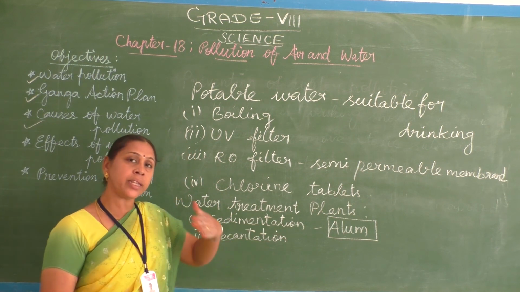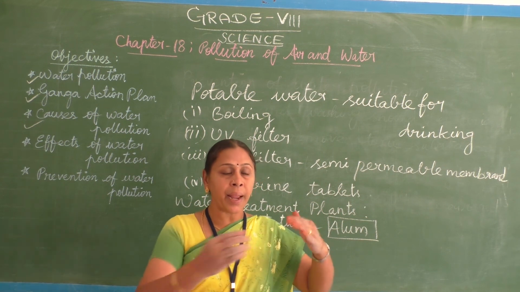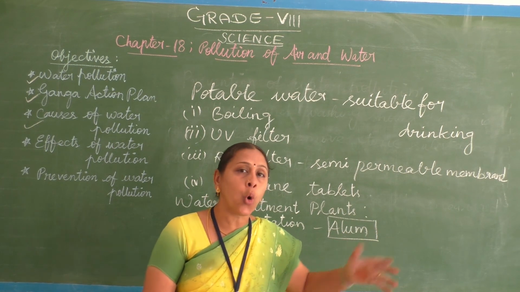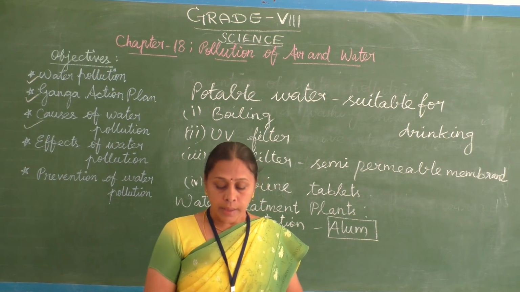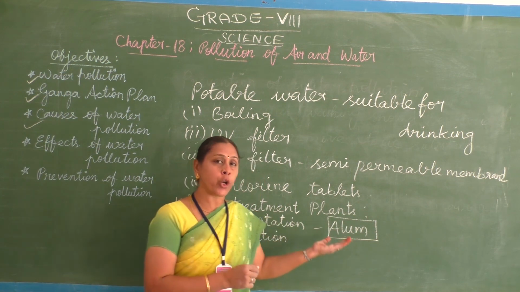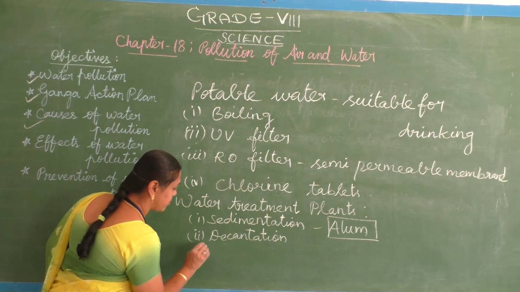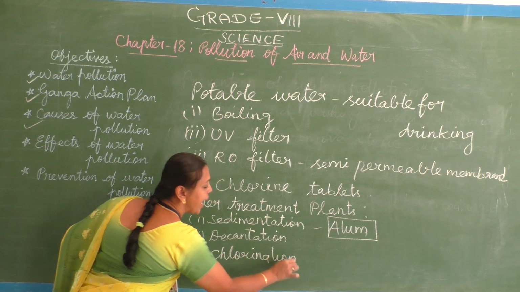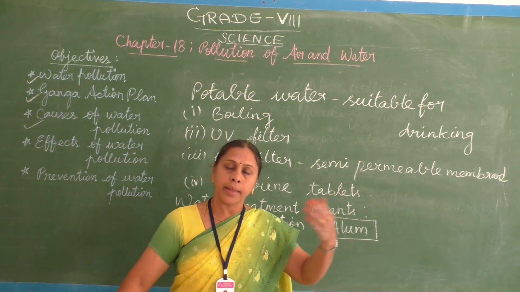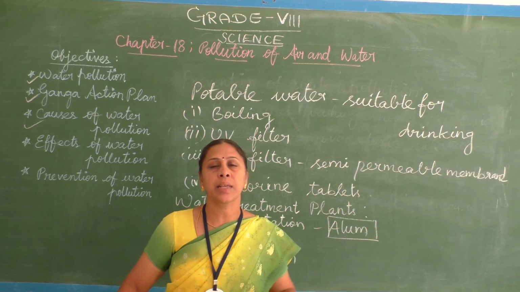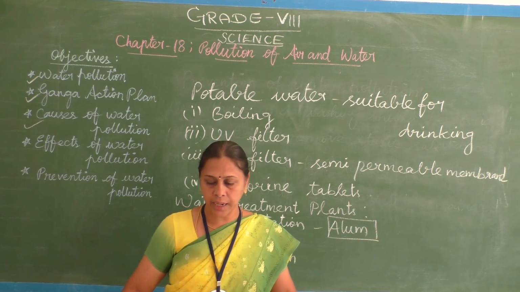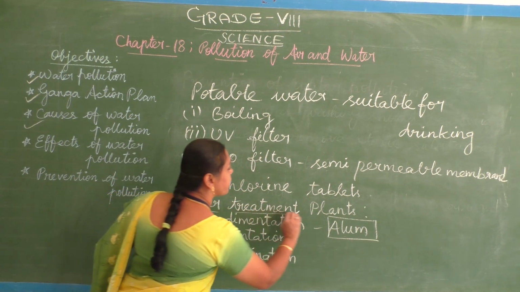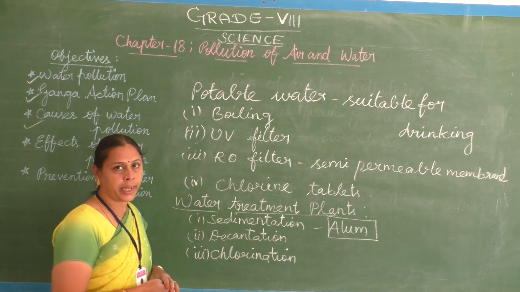After that, decantation: they transfer the remaining undisturbed water to another tank, and this is called loading. Then after that they will add chlorination. They will add chlorine to that water and kill the germs, and only then is it supplied to homes for domestic usage. Like this, there are several steps in the water treatment plants to purify the water.